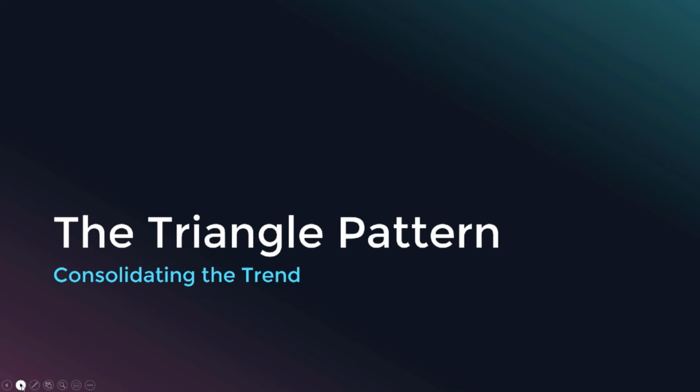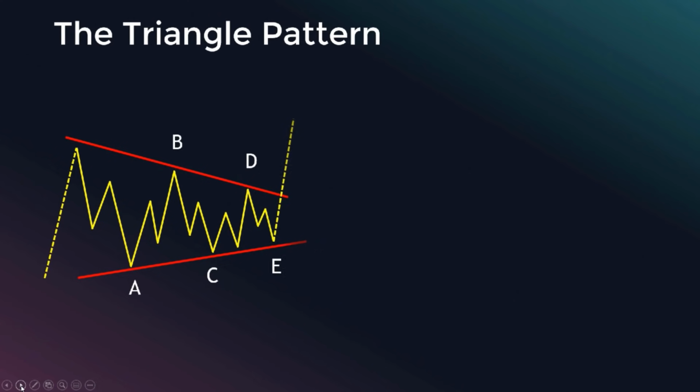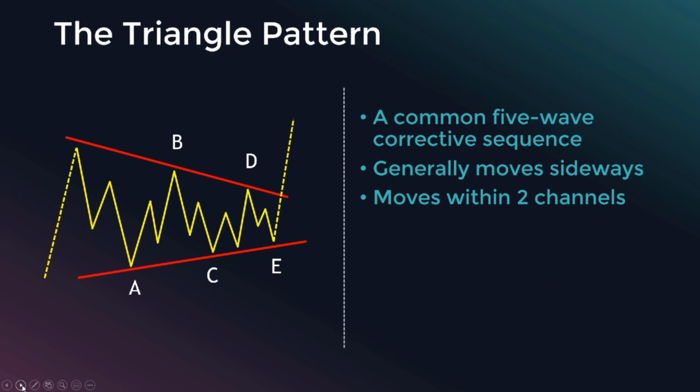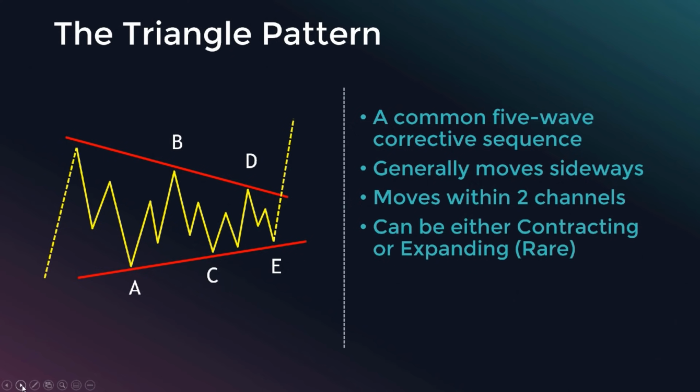The triangle pattern, consolidating the trend. As you see from the graphic on the left-hand side, the triangle is a common 5-wave corrective sequence. So remember, it's one of the corrective patterns that includes flats, zigzags, and triangles. Generally it moves sideways or consolidates, and you can see that pattern is something that you're probably starting to get used to. Talk more about that in a second. It moves within the channel, so you have a set of two lines there that connect the highs and the lows. It can be contracting or expanding. The vast majority of the time we're going to be talking about contracting triangles. Expanding triangles do exist, but they're really rare, so we'll cover them, but just briefly.